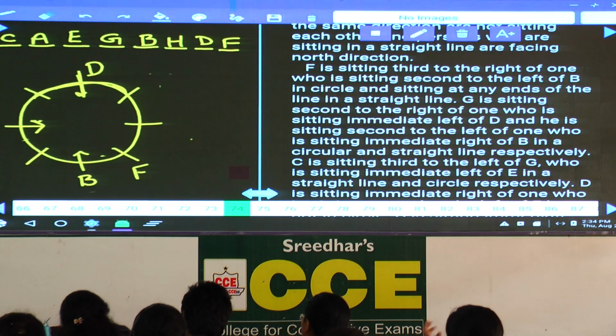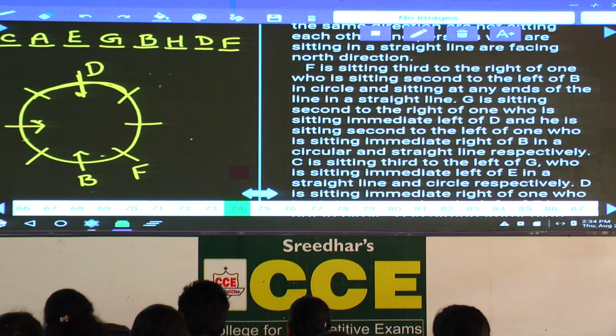Then F is seated third to the right of the one who is seated second to the left of B.